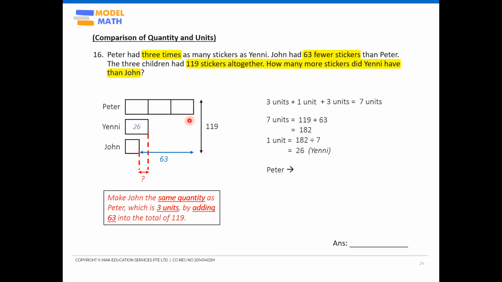Peter has 3 units, very straightforward. So 26 times 3. The moment I know Peter is 78, can you see now I can find John? John has 63 fewer than 78. So to find John, you just need to take 78 minus 63. So now I know John is 15. This is 15 stickers. And of course, now I can work towards the question mark that we wanted earlier. The question mark will be just take the difference between these two people, 26 minus 15, and that will be a difference of 11 stickers.